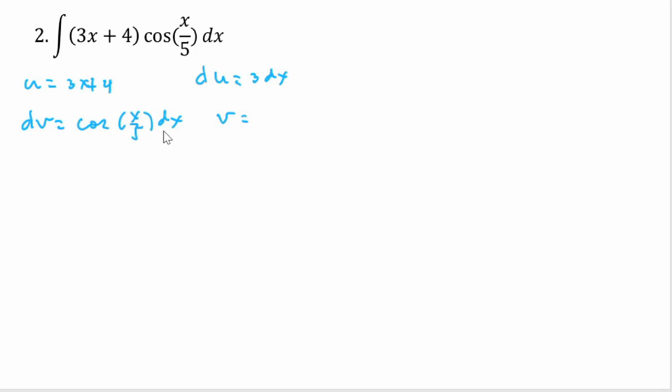So take the reciprocal of that, so it becomes now 5. And then the integral of cosine is sine of x over 5. Then after that, we're going to write the formula, which is uv minus the integral of v du.